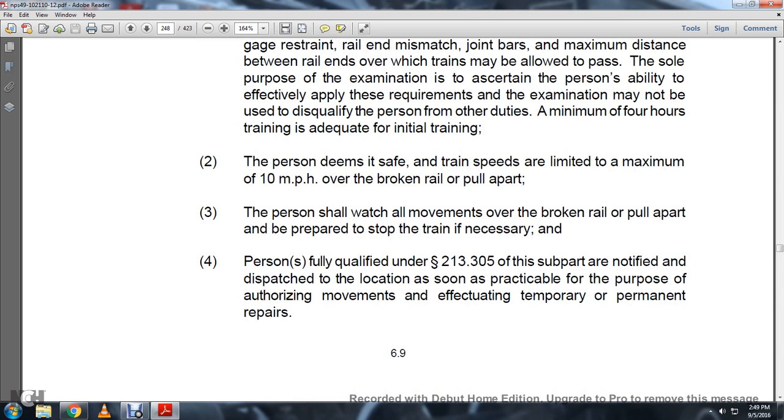2. The person deems it safe, and train speeds are limited to a maximum of 10 miles per hour over the broken rail or pull-apart. 3. The person shall watch all movements over the broken rail or pull-apart and be prepared to stop the train if necessary. 4. A person fully qualified under section 213.305 of the subpart is notified and dispatched to the location as soon as practicable for the purpose of authorizing movement and effectuating temporary or permanent repairs.